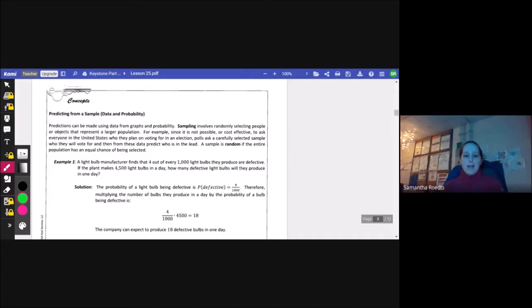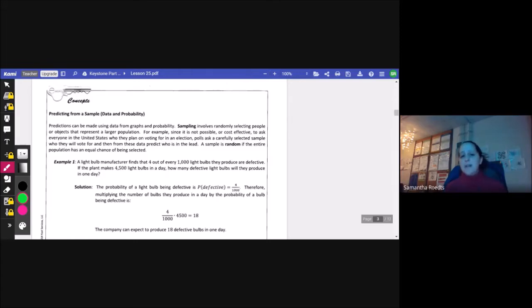So example 1, a light bulb manufacturer finds that 4 out of every 1,000 light bulbs they produce are defective. If the plant makes 4,500 light bulbs in a day, about how many defective light bulbs will they produce in one day? So the probability of a light bulb being defective is 4 over 1,000, the number that are defective over the total amount that are made.